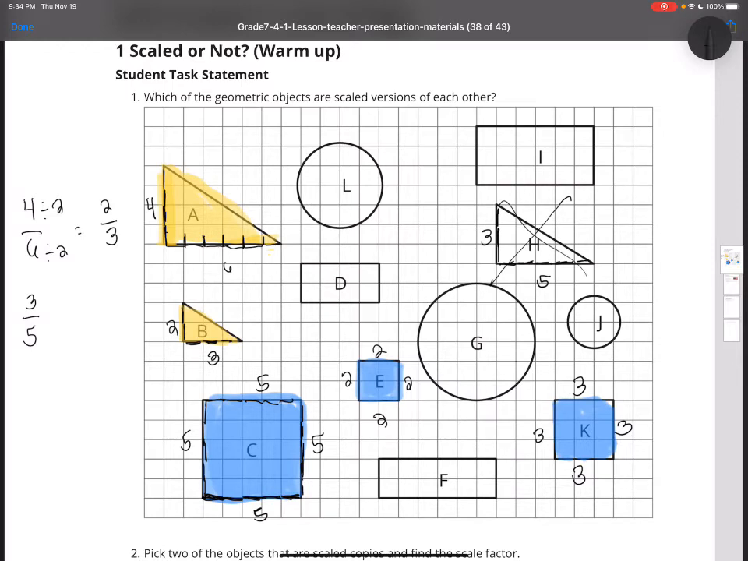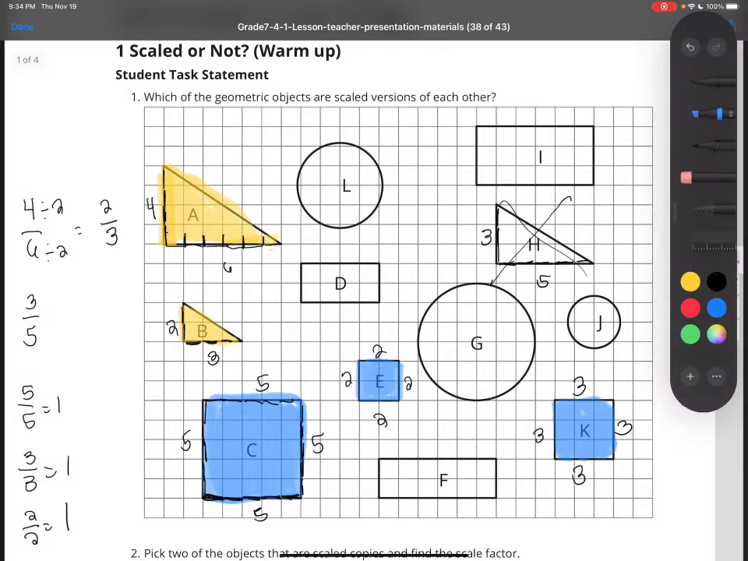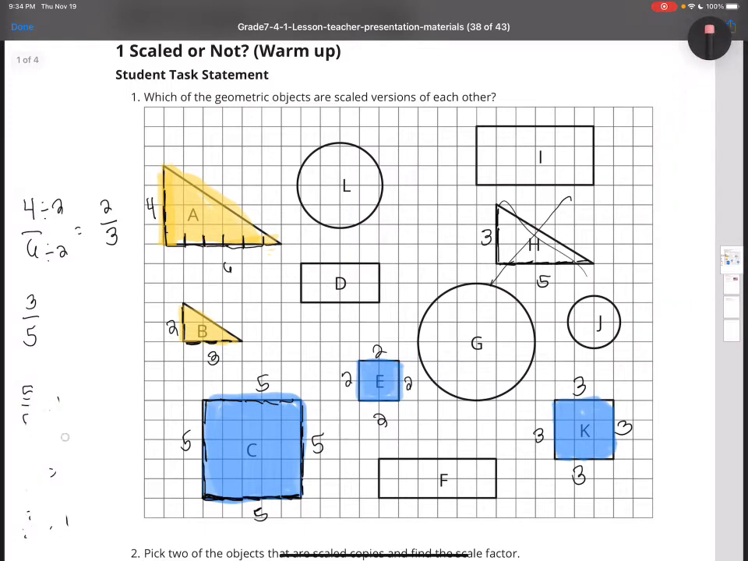Now, if you want to do the calculations or figure out how we did it, or figure out if the ratios are equivalent, 5 over 5 is equivalent to 1. 3 over 3 is equivalent to 1. 2 over 2 is equivalent to 1. So those would be scale copies. All right, let me erase my math. If you need to reference back to the calculations, you can feel free to rewind this video.